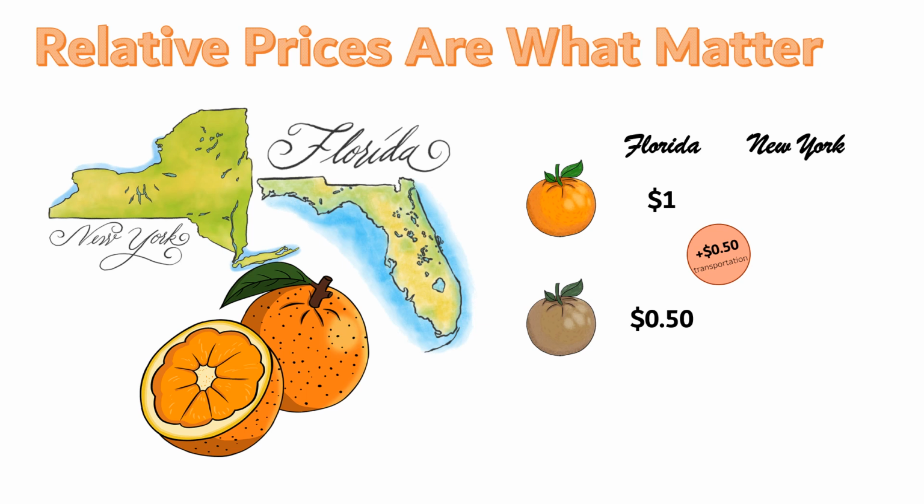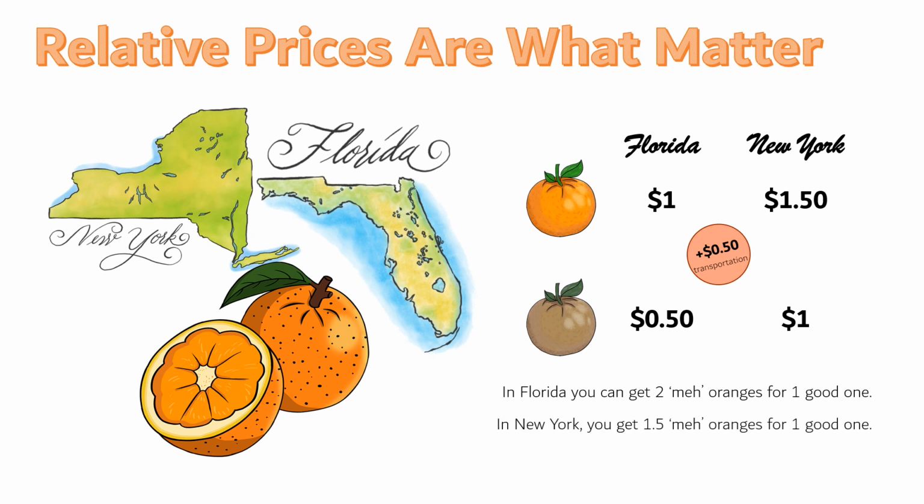When it comes to transportation, it doesn't matter what kind of orange it is. Let's say transporting an orange adds 50 cents to the price. Then in New York, a good orange is $1.50 and a mediocre one is $1. Now think about what people are going to buy. Mediocre oranges are still pretty good, and in Florida, buying a good orange means giving up 2 mediocre oranges. But in New York, buying a good orange means you only give up 1.5 mediocre oranges. The opportunity cost of a good orange is much lower in New York.